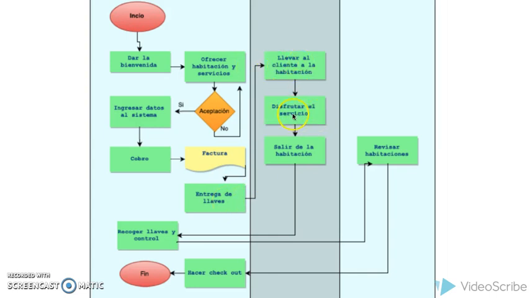When the client goes out of the room, he goes to reception and they collect the keys and the controls. Then, the maintenance area is in charge of checking the rooms. If everything is okay, then the reception can start the process of the checkout. And then the process comes to the end.